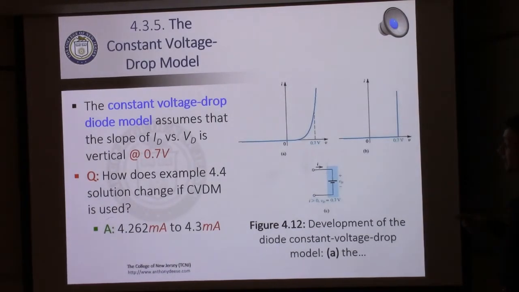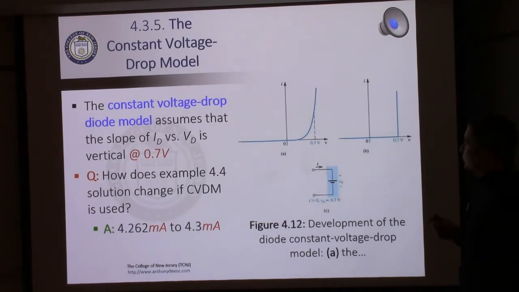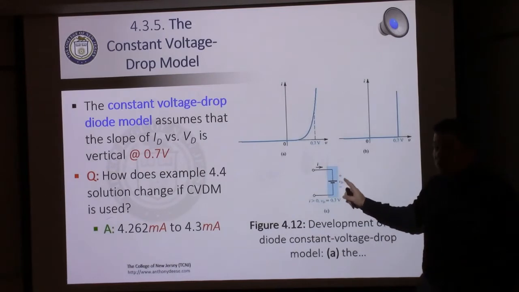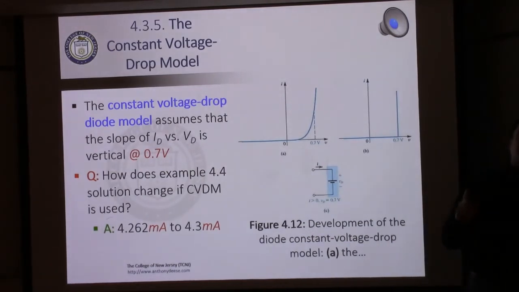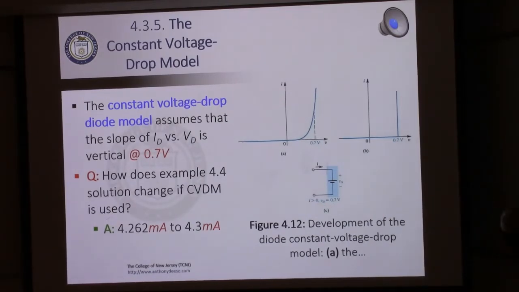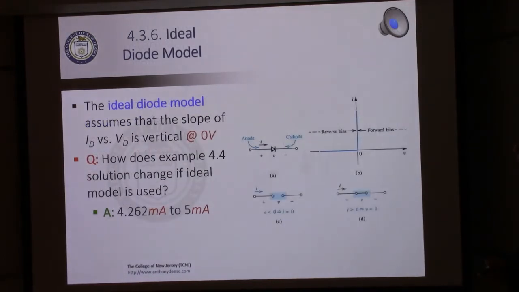And as we'll see when we go through an example of using the constant voltage drop model, it's a lot easier to solve, because now we do have a linear circuit element, one that we can represent and incorporate into analyses like nodal and mesh analysis, things that we're used to from ELC251-11.